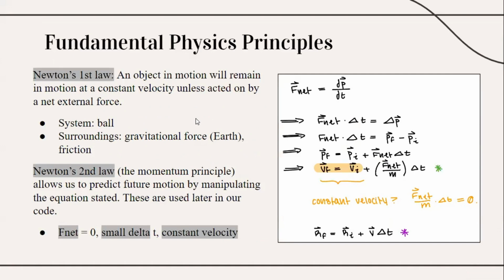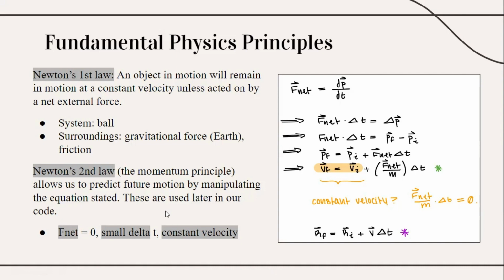Newton's first law is that an object in motion will remain in motion unless acted upon by a net force. Our system is a ball, and the surroundings are the gravitational force, or possibly friction, as the ball moves across the floor. Newton's second law gives the formulas seen to the right: the green is the update velocity formula and the purple is the update position. Both of these are used in our code later on.